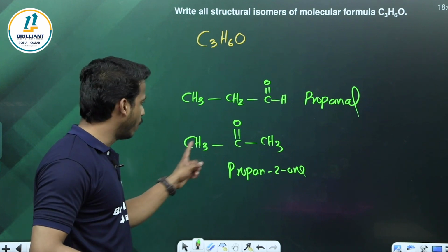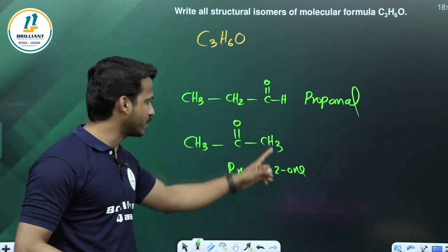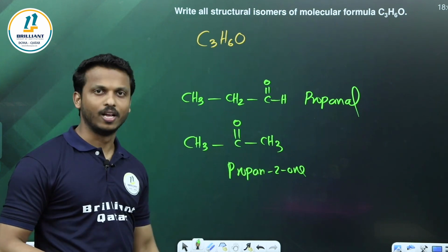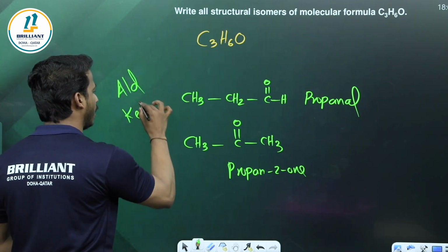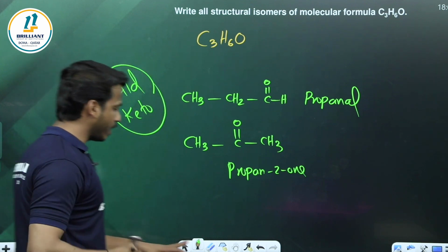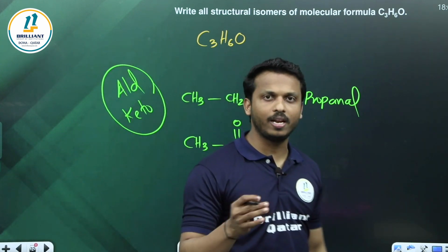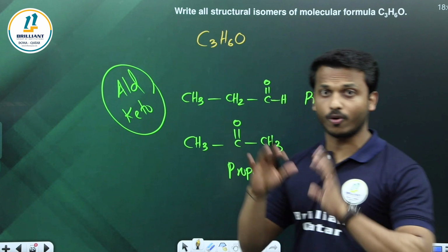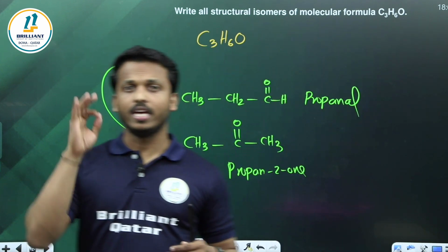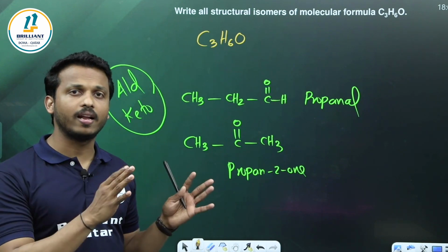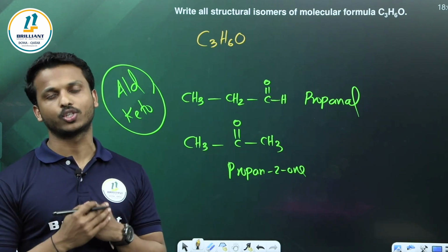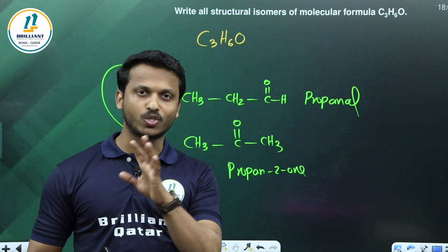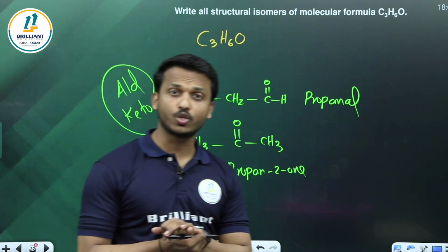Check the formula. 1, 2, 3, 3 carbons, 3 plus 3, 6 hydrogens, 1 oxygen. So keep in mind, all of you, if there is an aldehyde, its pair will be a ketone. It's not for all, just starting from 3 carbons, okay. If there is a 3 carbon aldehyde, there will be a 3 carbon ketone. So aldehyde and ketone will show which isomerism? Functional isomerism. What do you mean by functional isomerism?